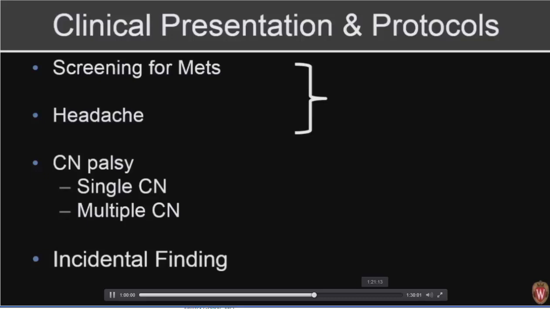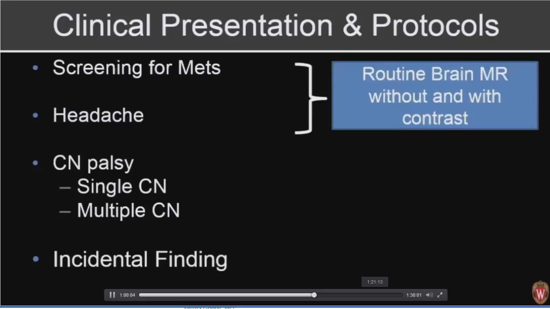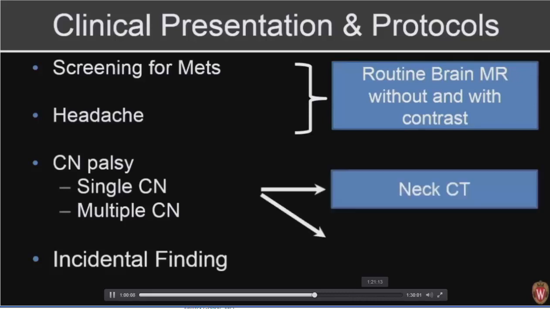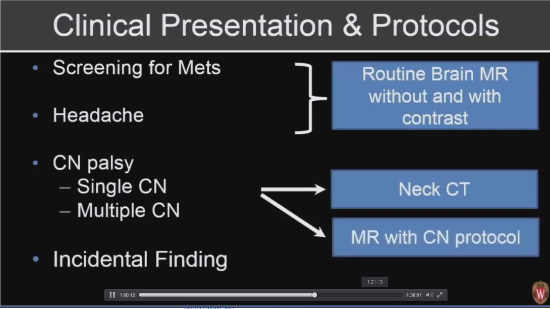So we're going to be looking at a number of different kinds of studies. The patient could potentially get a brain MR without and with contrast. They could potentially get a neck CT looking at some of these terminal branches of the cranial nerves, or potentially an MR with a cranial nerve protocol with those high-resolution images that we would be looking specifically at those cranial nerves, or potentially that incidental finding that you could see on a CT of the cervical spine, a sinus CT, etc.